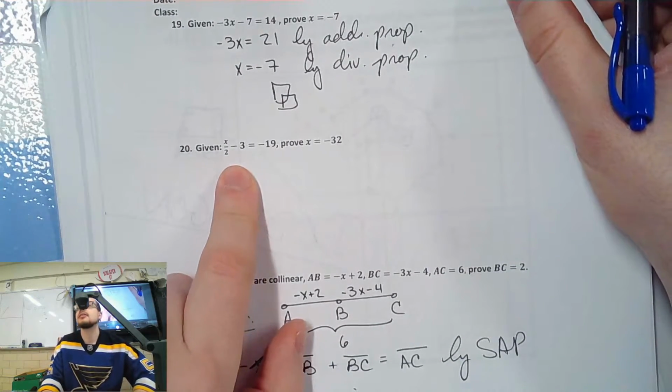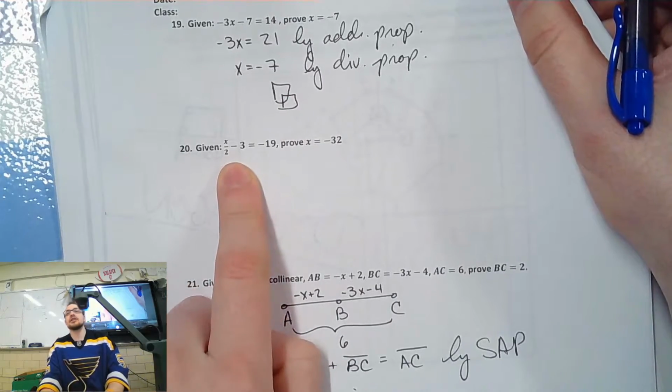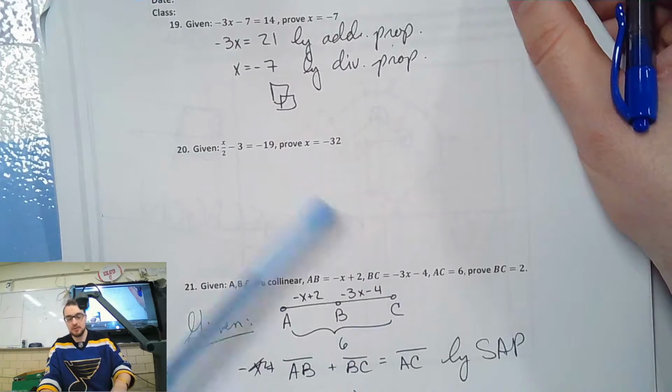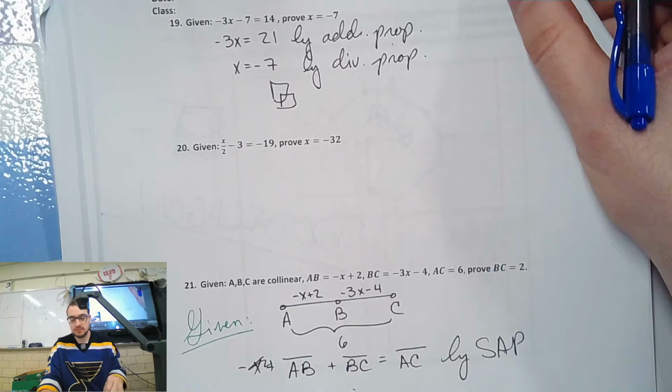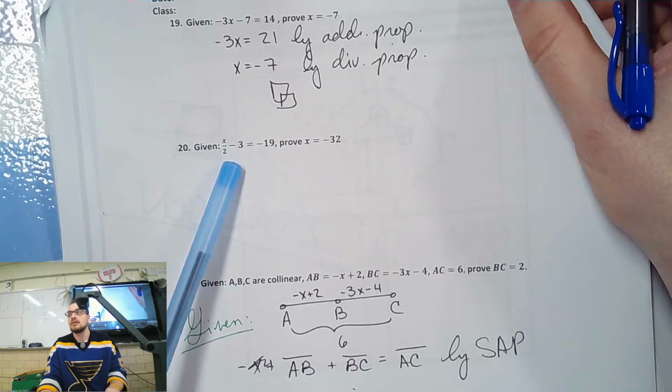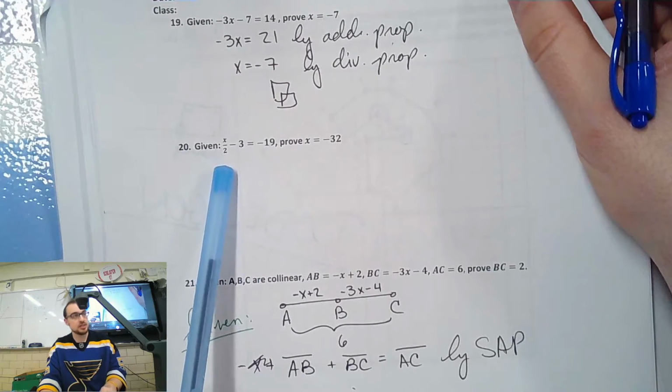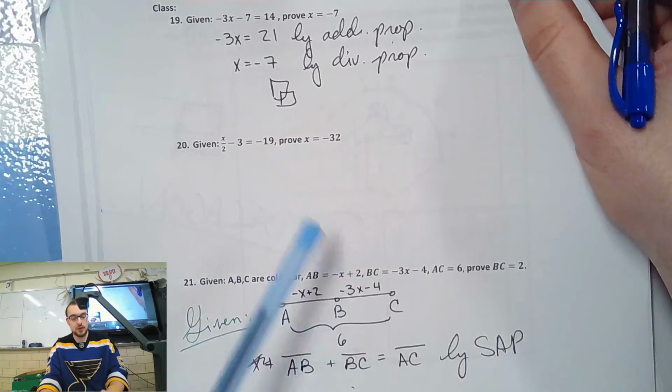Zayden, no answer. What properties are we going to use to solve this? Cheyenne. Very good. We're going to use addition to move over the 3, and we're going to use multiplication to get rid of the divide by 2. And we're going to call it a day. Guess what? X will be negative 32.